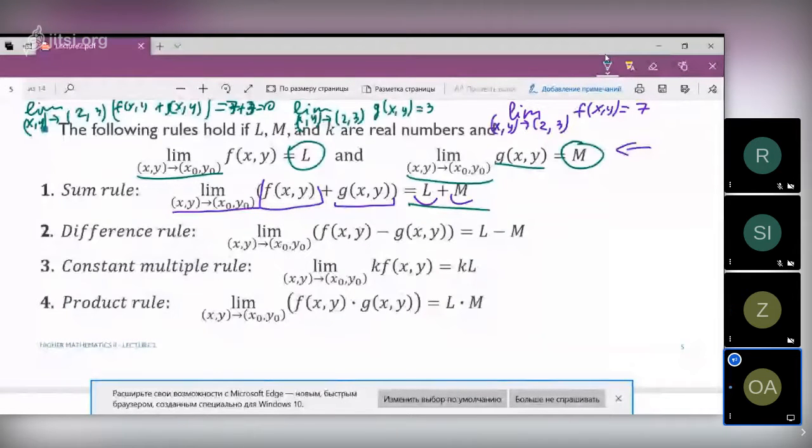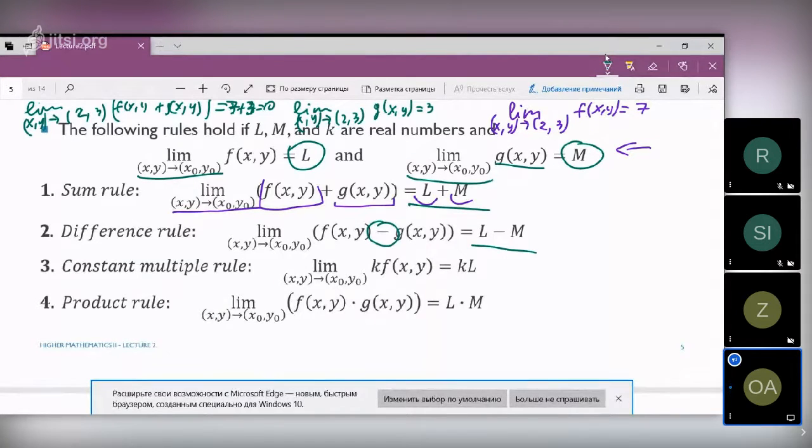Next one is the difference rule. It's almost similar, but instead of plus we have the minus sign, subtraction. We already know the limit of f of xy when xy tends to x0, y0. It's L, and we also know the limit of g of xy when xy tends to x0, y0. It's M. So the answer will be L minus M.